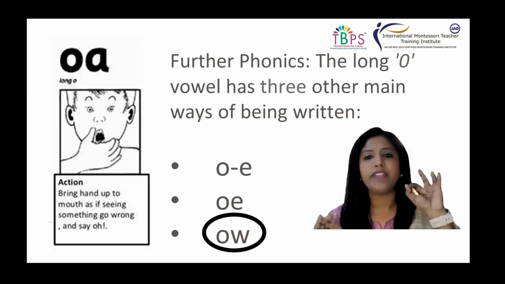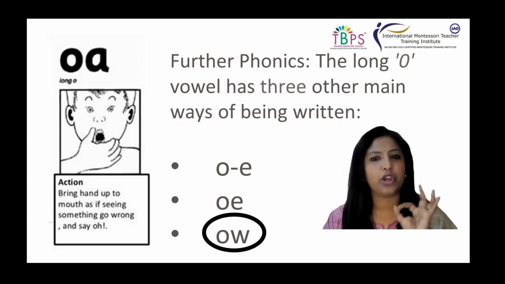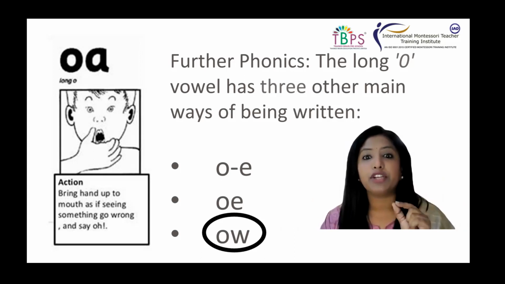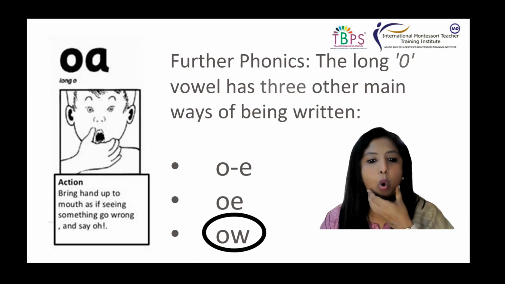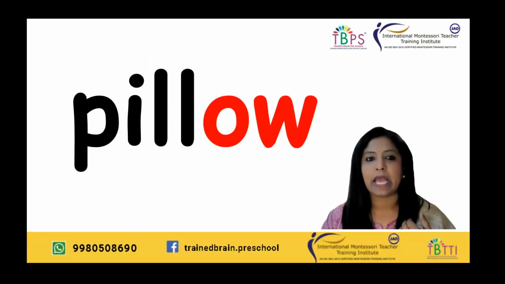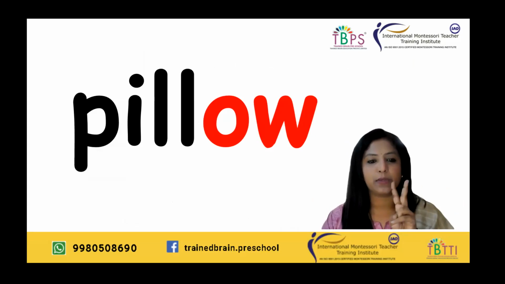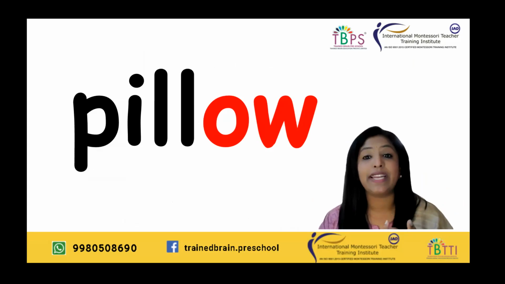The third combination or the alternative spelling that I have for my long O is with the combination of O, W. So when I have O, W also, what is my action? I say oh, right? So words like this, pillow. Now there are two things that you have to observe in this word. What are they? Do we see L and L? This word has L and L, so it has a double consonant also.